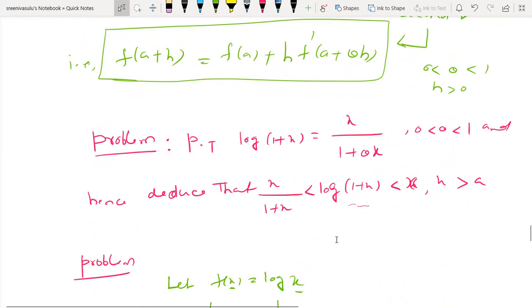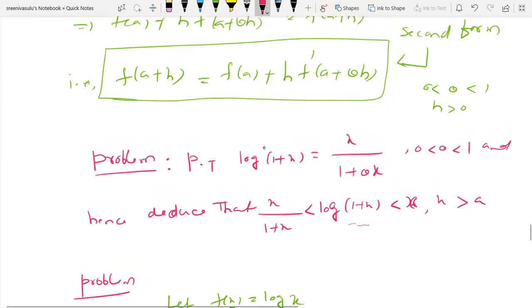Find C value using Lagrange's mean value theorem, first kind, second kind, so that the inequalities. Here also, by applying the second form of Lagrange's mean value theorem, prove that log of 1 plus x equals x by 1 plus theta x, where 0 less than theta less than 1. And hence deduce that x by 1 plus x less than log of 1 plus x less than x, where x greater than a.